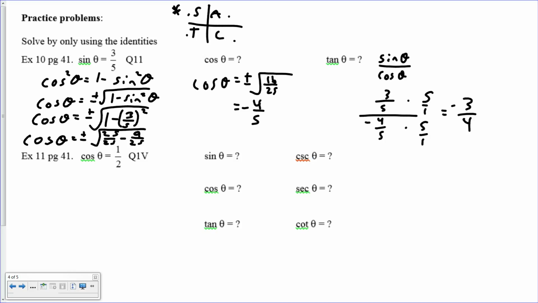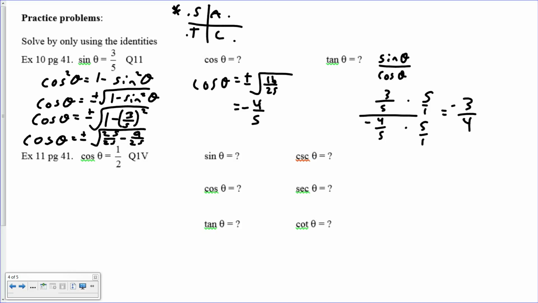All right, so what did I do here? I used the Pythagorean identity to figure out what the cosine theta is from the sine theta. And then I used the ratio identity to evaluate what the tangent theta is and plugged in for the sine theta for the cosine theta.